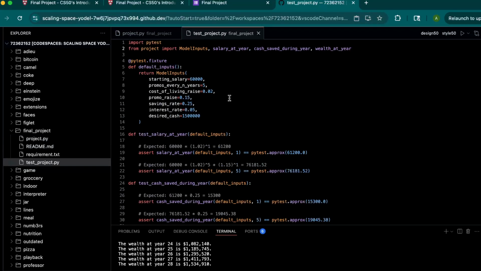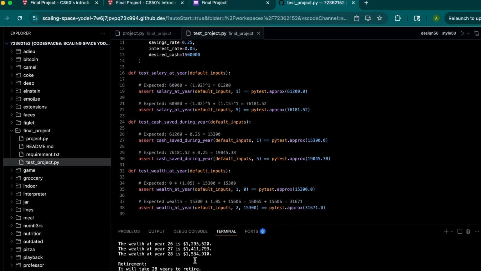Then in PyTest here I have the tests to see if the calculations are equivalent to what they should be. So then right here I will run pytest of test_project.py, and as we can see here, it passed all of the tests. So this is my CS50 final project.